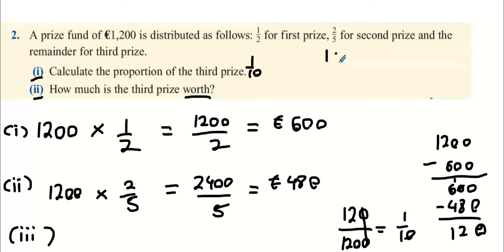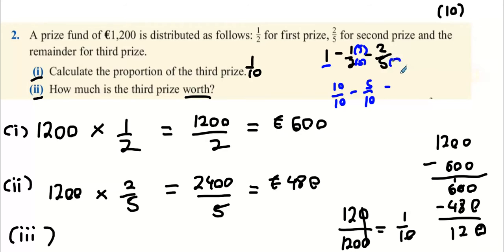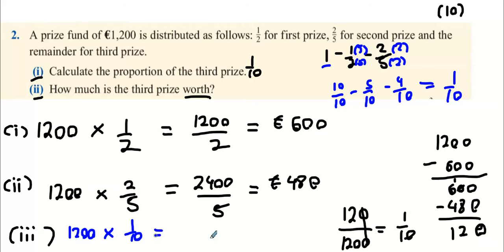get 1, take away a half, take away 2/5. You need a common denominator. Common denominator is 10. If you multiply 1 by 10 on the bottom, you must multiply by 10 on the top. 1 is the same as 10 over 10. To turn a half into tenths, you need to multiply the bottom by 5 and the top by 5. You get 5 over 10. And finally, to turn 2/5 into tenths, you need to multiply the bottom by 2 and the top by 2, and you get 4 tenths. 10 tenths take away 5 tenths, take away 4 tenths equals 1 tenth. You get the same answer either way. And then 1,200 multiplied by 1 tenth is in fact €120 either way.